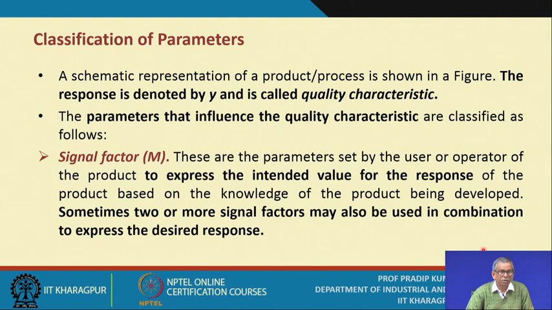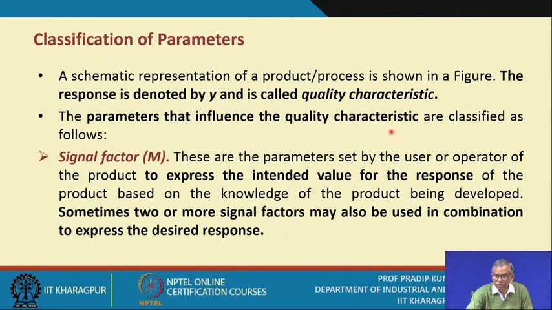In a particular case there could be many types of parameters. So the first thing you need to do is identify the relevant process parameters, and you must be able to classify them. So, how do you classify them? A schematic representation of a product or a process is shown in a figure. In this figure, the response is denoted by Y and is called the quality characteristic. We always use the term quality characteristics.